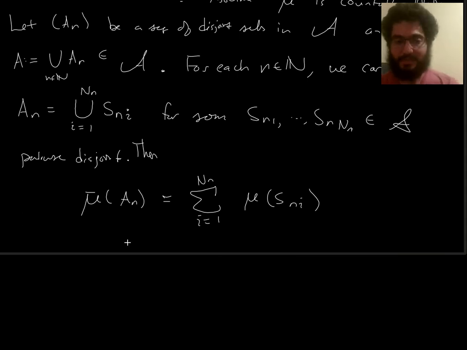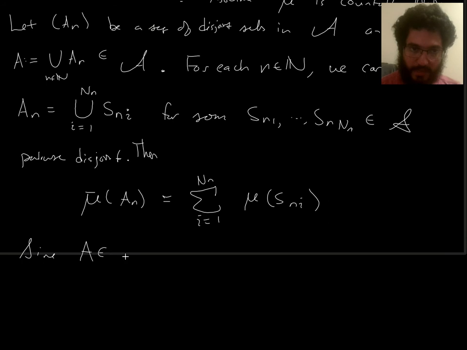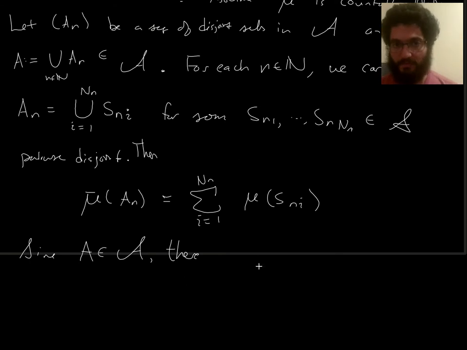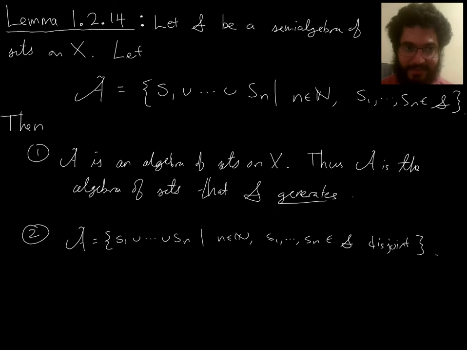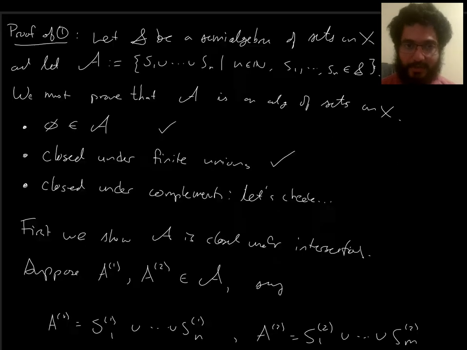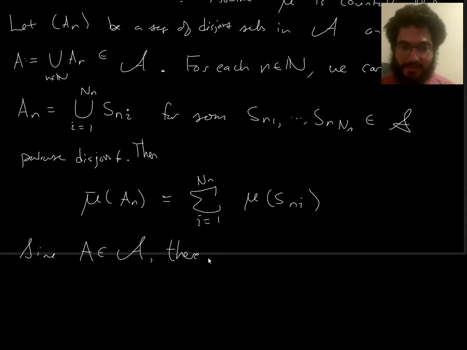But our goal is to say something about mu bar of A. We're trying to prove countable additivity. We want to say something about mu bar of this thing. So how do we say anything about that? We need to use the fact that this is in A. So since A is in there, we can write this as a union of finitely many things in S. And again, thanks to this lemma, part 2, we can write it as a union of finitely many disjoint things in S.